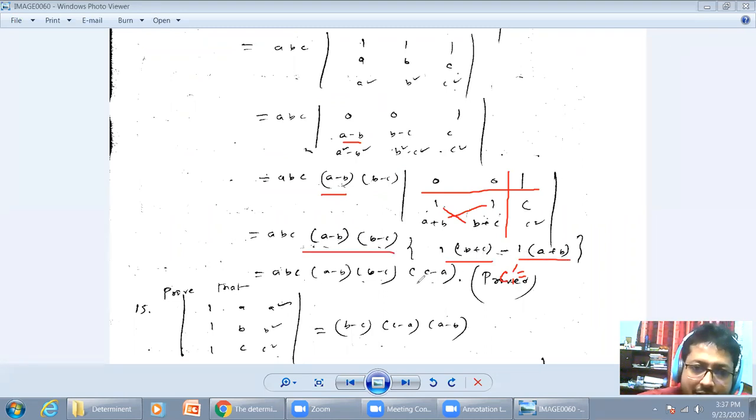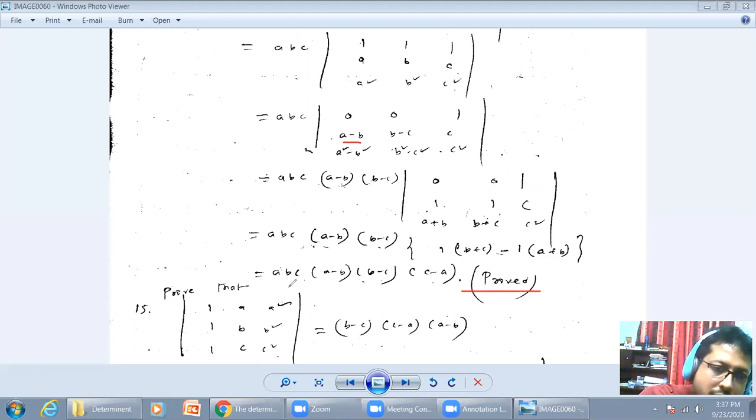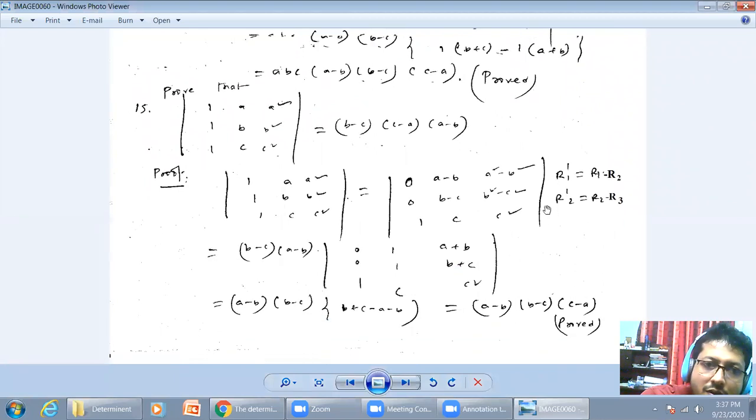Now we can get here ABC, A minus B, B minus C, and from this we get B minus A, because B is positive, here B is negative, and positive negative cross. Okay, we can get C minus A from here. This is the proof. Okay, we can show this step. Do you understand? Yes, sir. Yes, sir. Okay.